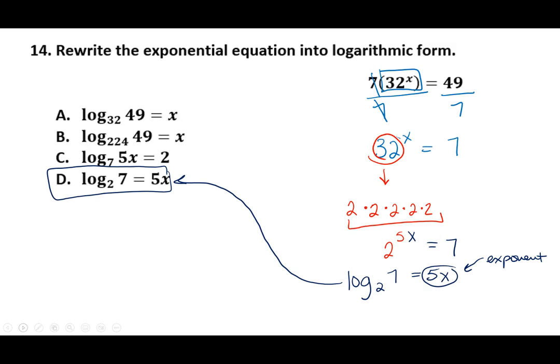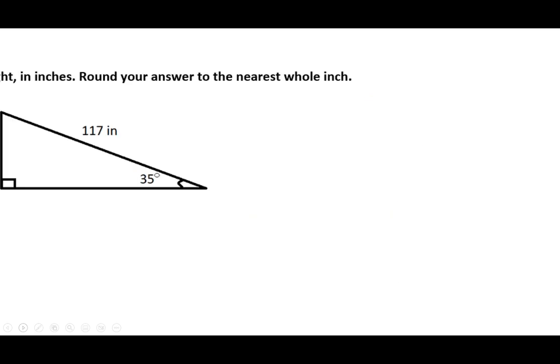Number 15. Oh, yikes. Okay. Well, we have to find this right here. Find the height in inches. So this is the height. That's the height. I'm going to call it H. So now we label, just like what we did today. This is going to be my O, and this is going to be my hypotenuse.